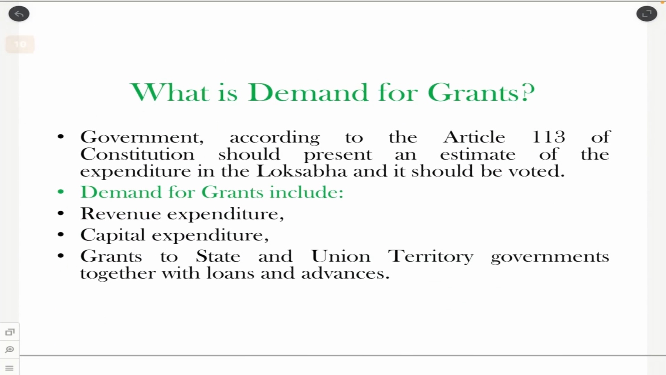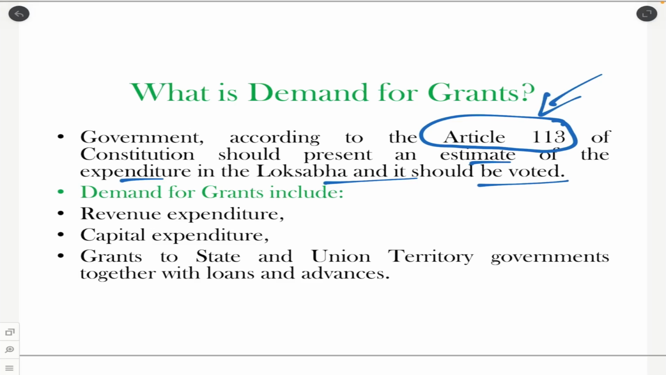What is demand for grants? According to Article 113, again, the article is to be remembered by you, according to the Constitution, Article 113, the government should present an estimate of the expenditure in Lok Sabha and it should be voted. So all that the government wants to spend in a particular financial year should be presented to the Lok Sabha according to Article 113 and it should be voted. It means that all the members of the Parliament should vote for it and it should definitely get more than 50% of the votes.